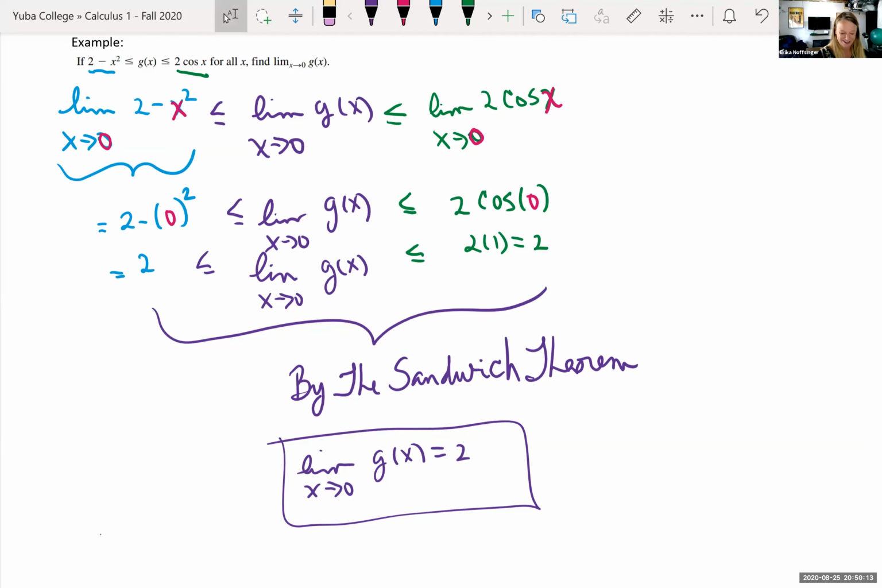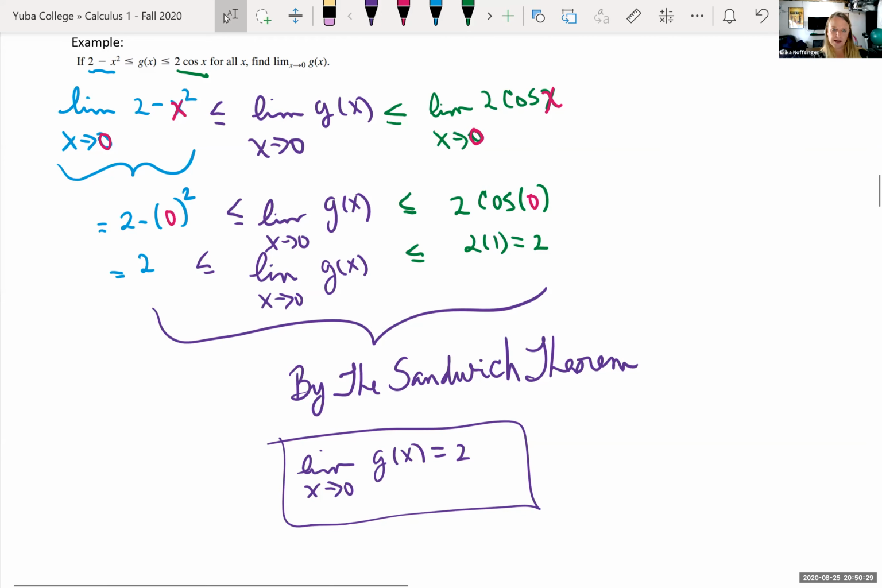I know that was a little rushed at the end, but I wanted to give you an example of the sandwich theorem and how it works. We might use it later on to prove things in future sections.